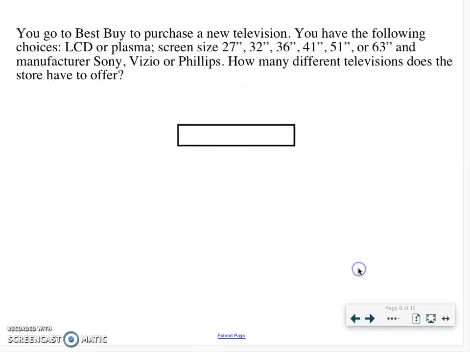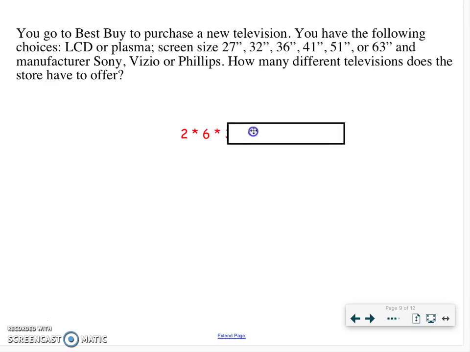All right, next one. You go to Best Buy to purchase a new television. You have the following choices: LCD or plasma, screen size of 27 inches, 32 inches, 36 inches, 41 inches, 51 inches, or 63 inches. And then you get to pick the manufacturer of Sony, Vizio, or Philips. So just break it down piece by piece. To start with, we can choose LCD or plasma, so we have 2 options. Then for screen sizes, we have 6 total options. And then for the manufacturer, we have 3 different options. So how many different televisions does the store have to offer? Well, we multiply those 3 together, and there's 36 different TVs.